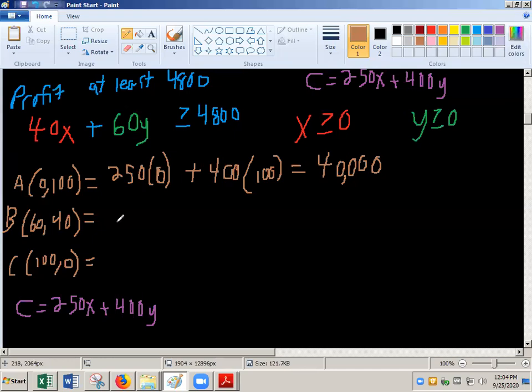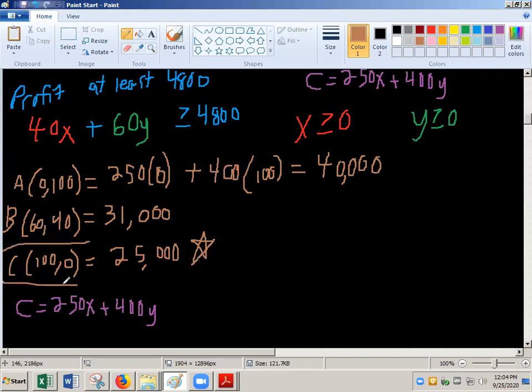So I'm going to do 60 times my 250 plus 40 times my 400, and that gives me 31,000. And for the last one here, I'm going to do 100 times my 250, 0 times my 400. This is going to be 25,000. So in terms of minimizing my cost, this is going to minimize my cost here.